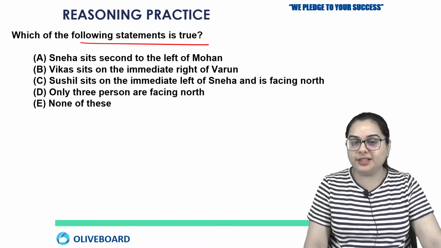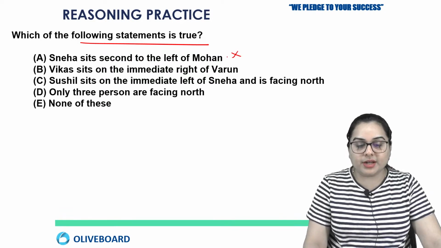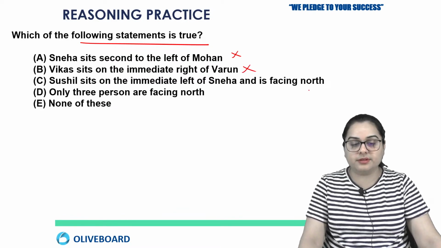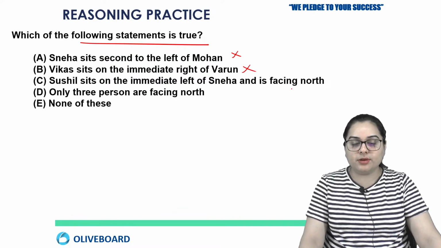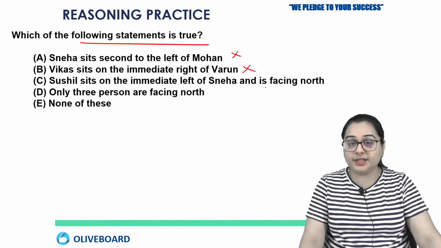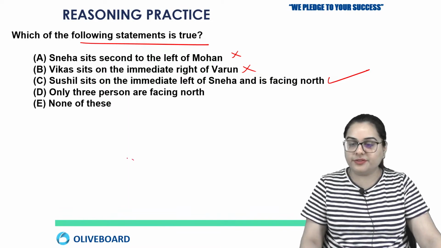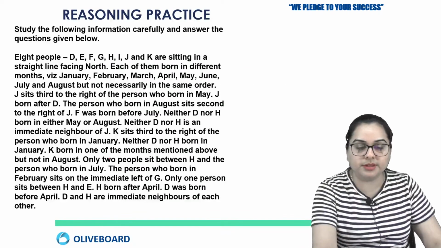Sneha sits second to the left of Mohan. That's wrong because Sneha sits second to the right of Mohan. Next is Vikas is immediate right of Varun. Vikas is not even sitting with Varun. This is wrong. Sushil sits on the immediate left of Sneha and is facing north. This is correct. So the final answer here will be option number C.